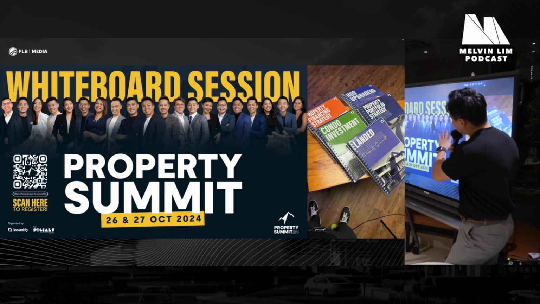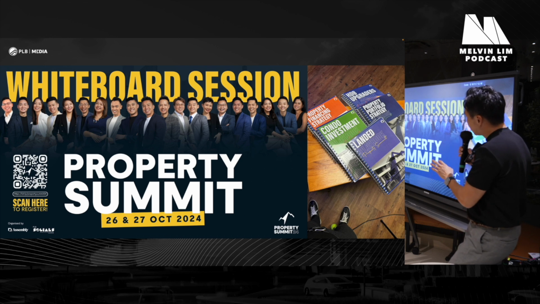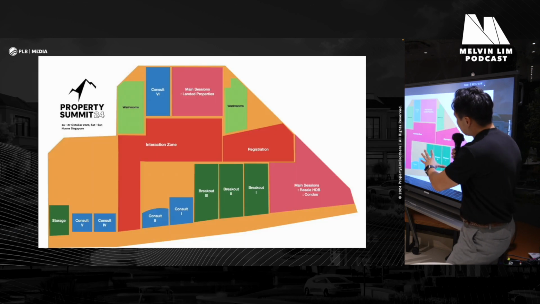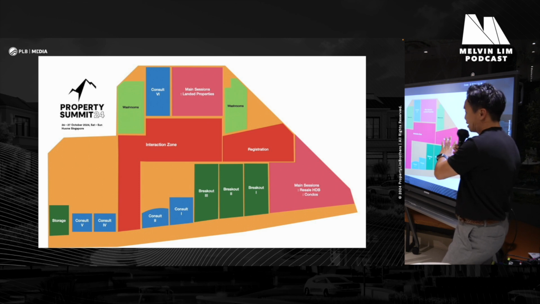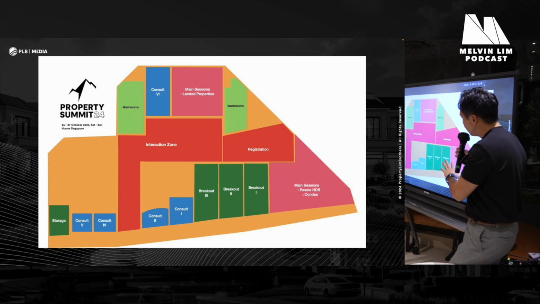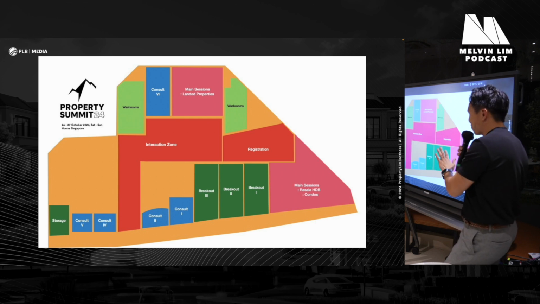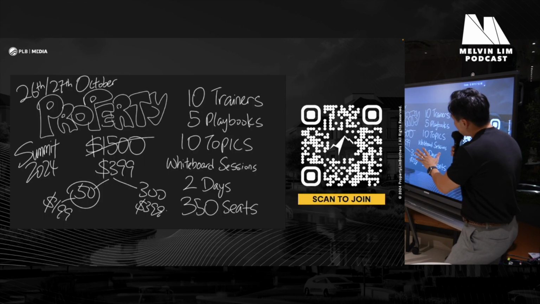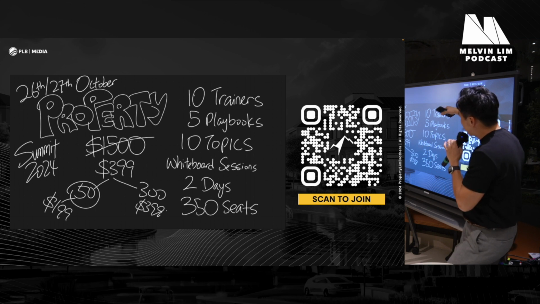So there's going to be whiteboard sessions. There's going to be main topics. There are 10 topics altogether. And this is going to be the space that we'll be in. It will be in town area at Clarke Quay. We're finalizing the event very soon, but it will be held on a Saturday and then half day on a Sunday. All right? So this is going to be basically the main punch. There are 10 topics that we'll be talking about, 5 different playbooks, whiteboard sessions. It's held over 2 days.